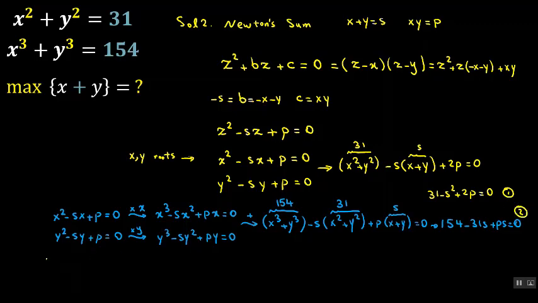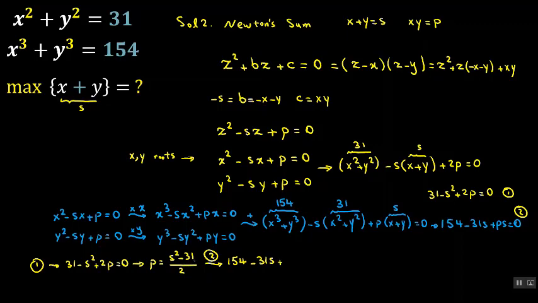This one is the second equation. From the first equation, we want to find the maximum of what? s. So we want to get rid of p. From the first equation, 31 minus s squared plus 2p equal to 0, so I calculate p in terms of s. If we take everything except 2p to the right-hand side, it will be s squared minus 31, divided by 2. Then if we replace it in the second equation, it will be 154 minus 31s plus, replacing p with this, (s squared minus 31) over 2 times s equal to 0.